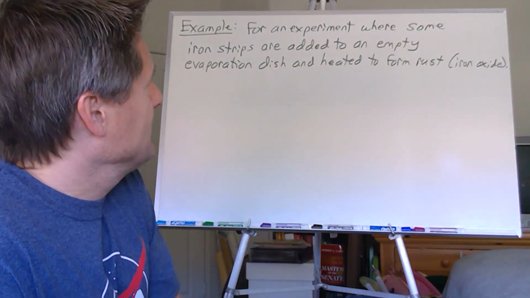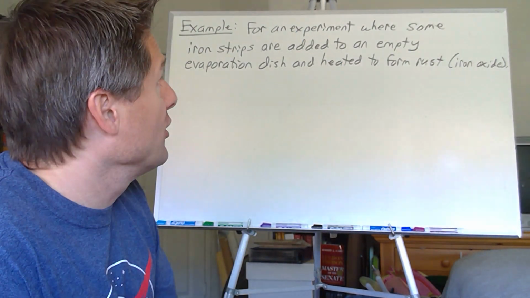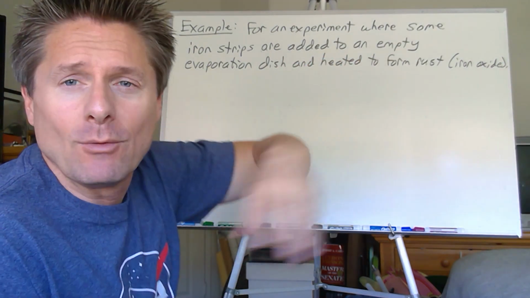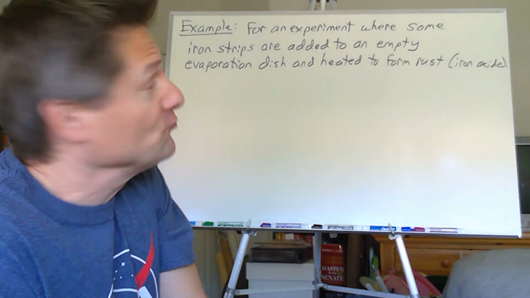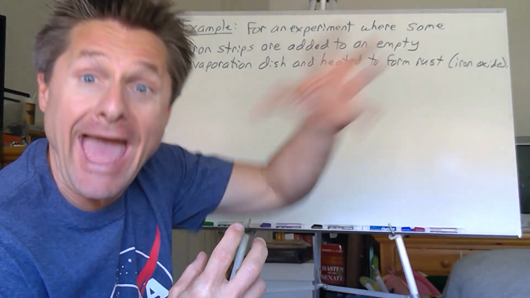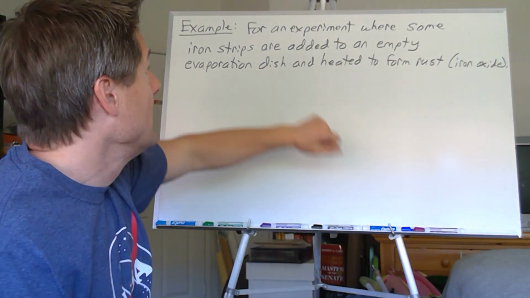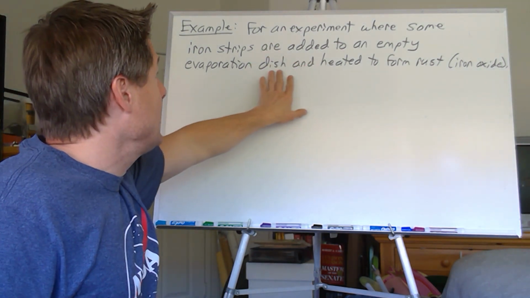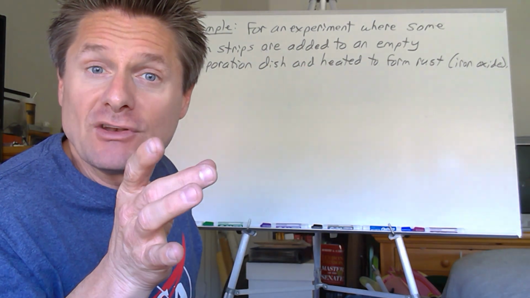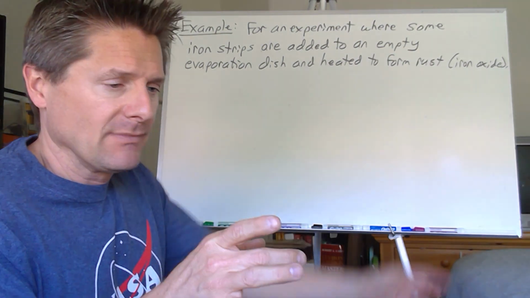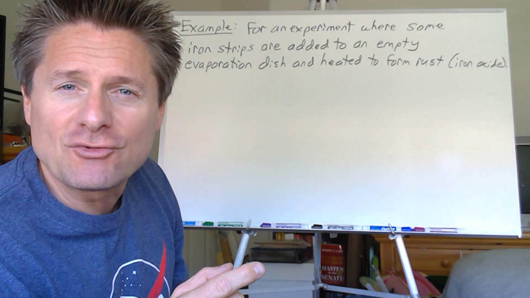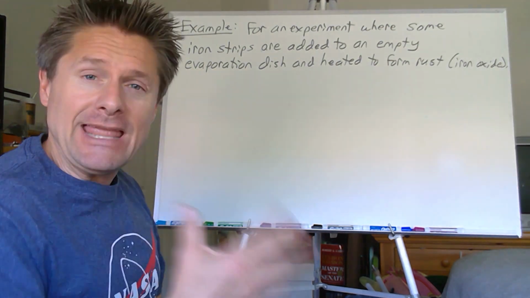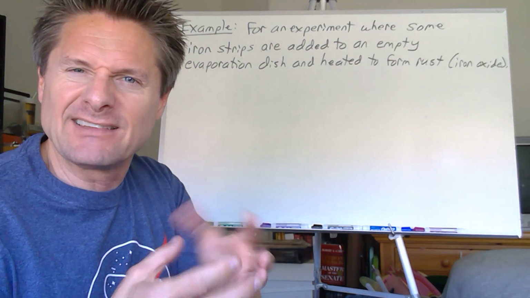All right, let's say we just have some fictitious experiment we're going to do. Let's say we're going to take some iron, heat it up, and convert it to iron oxide, rust. So obviously we'd be taking the iron and adding oxygen to it from the air. Let's say we take an empty ceramic evaporation dish, weigh that, add some iron strips to it, weigh it again. We could subtract those to get the mass of the iron strips, the original ones. And then heat it up to form this gunky rust and stuff like that.